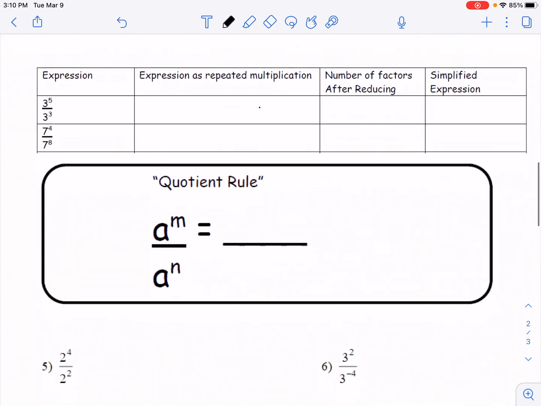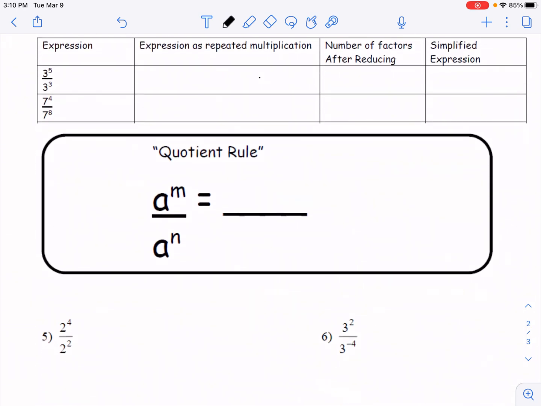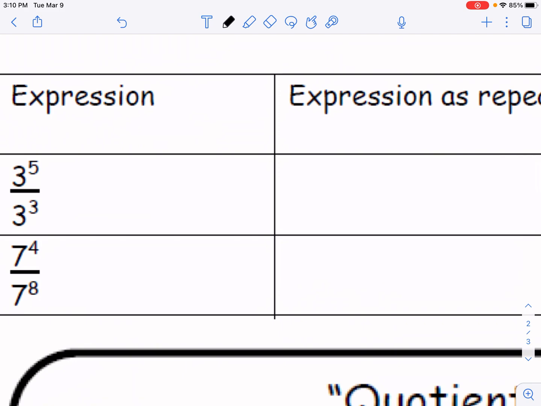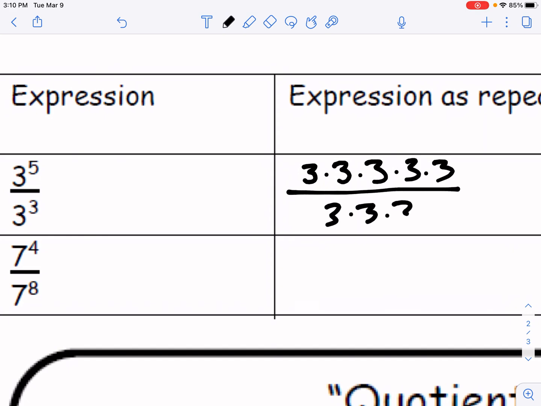Let's now look at the quotient rule and see if we can develop what's happening there. Okay? So what they start off with in this example is, again, the same base, but now we have division. Well, let's just write out what we have in terms of its factored form for both the numerator and denominator. So the numerator would be 3 times 3 times 3 times 3 times 3, 5 of those 3s. And we're dividing that by 3 times 3 times 3, correct? Well, that makes it really nice to simplify here, okay?